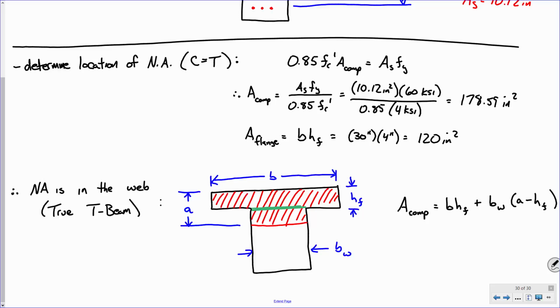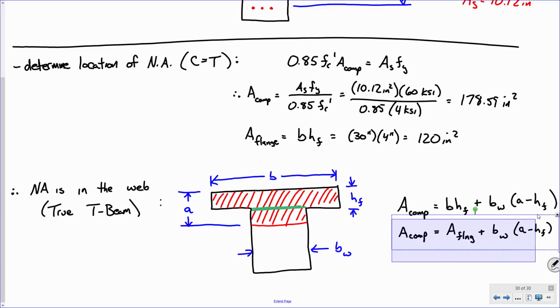So now we can solve for A. Now, one thing I will say to sort of simplify this is what is B HF? That's the area of the flange. Because I'm lazy, I'm going to copy this. All right. Everybody good? Can I go ahead and switch?